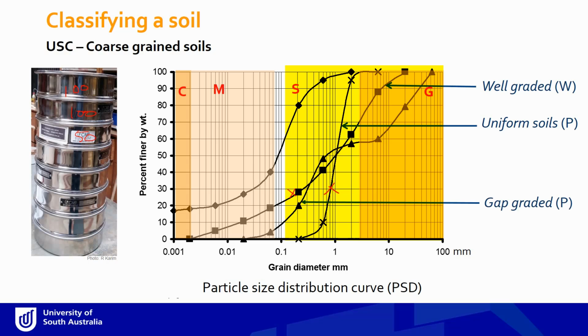Just put some labels on the diagram. Gap graded, basically, is as the name suggests. You can see in here the curve has become a bit flat. That means some particles within that size range are missing. So that is basically a gap graded soil, and it is the third example in the previous slide. It is also a poorly graded soil.